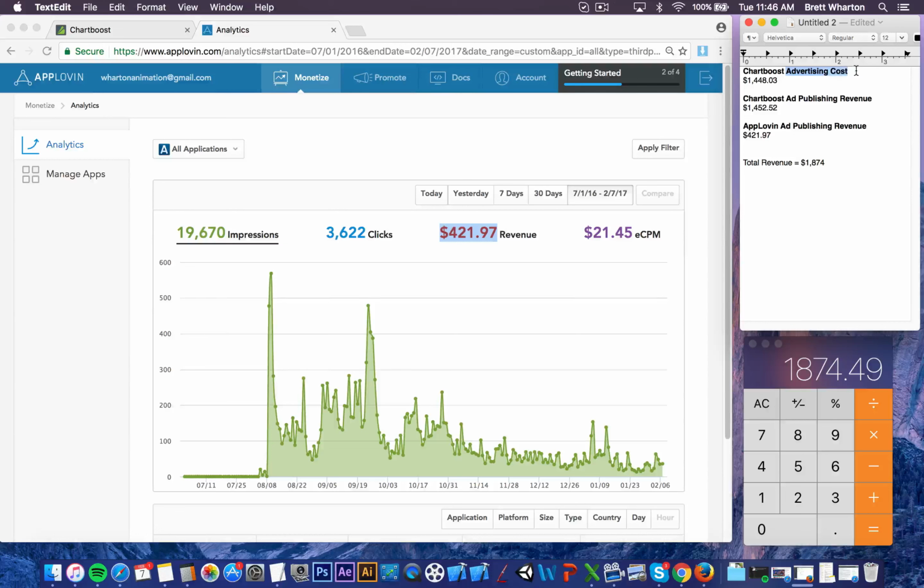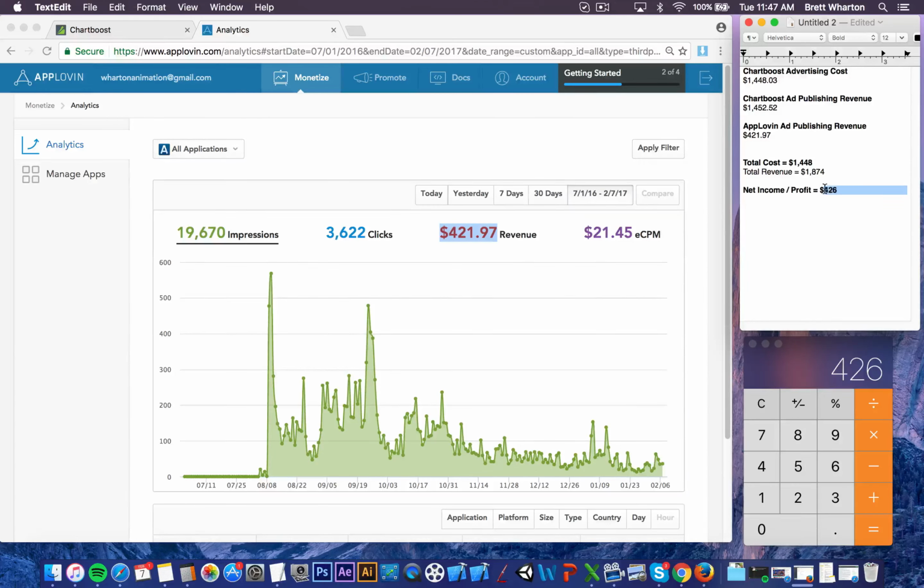And the advertising cost, we already have that. Total cost, $1,448. And I'll leave the cents off to keep it simple. So let's say we take 1,874 minus 1,448. That leaves a net income or profit of $426. So you invest $1,448 and you get back something higher than that.